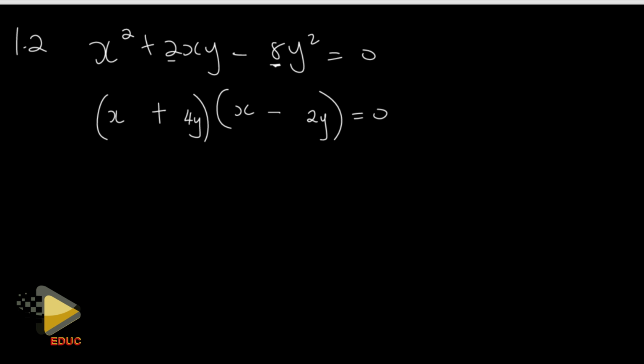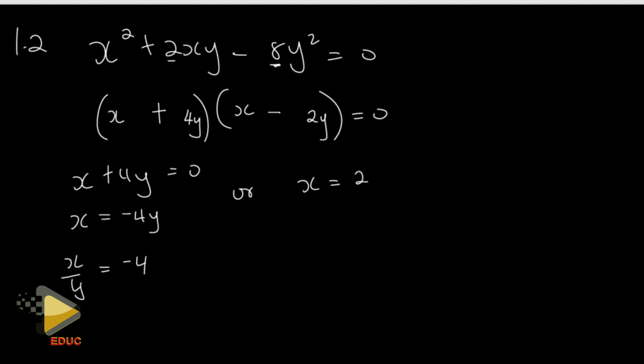So from the first point, I know that x plus 4y must be a 0. Then x is going to be equal to negative 4y. But we need the ratio, so divide both sides by y. So x over y is a negative 4. Or alternatively, x minus 2y is a 0, so x is equal to 2y. Then x over y, that's what they want, is going to be a positive 2. So these are the ratios that the question is asking for. All right, so negative 4 and a 2.